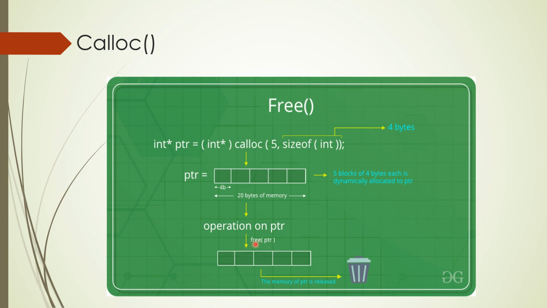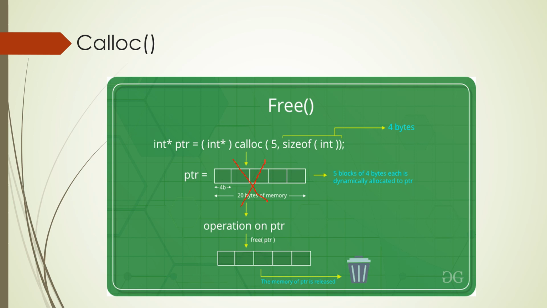To delete the dynamically created memory block, you have to execute a free function, free(ptr). ptr means address of this. So this block will be deallocated. If I execute free(ptr), this block will be deleted before the program gets terminated.